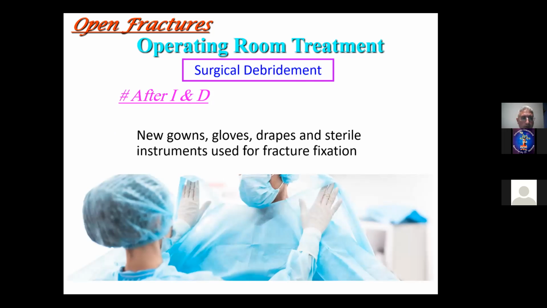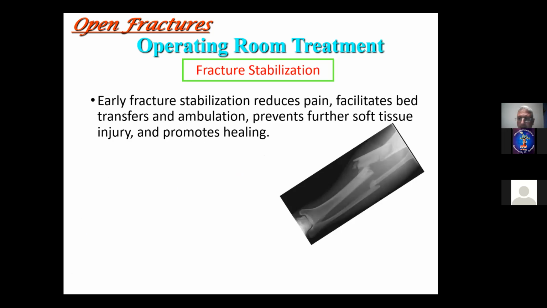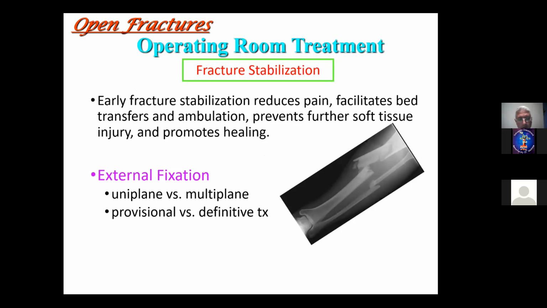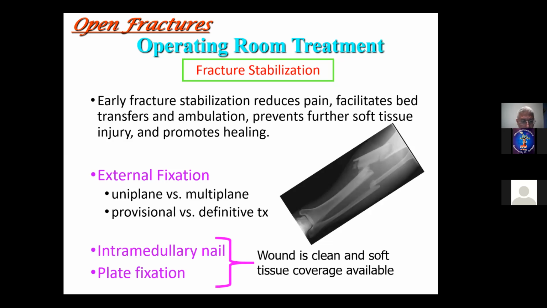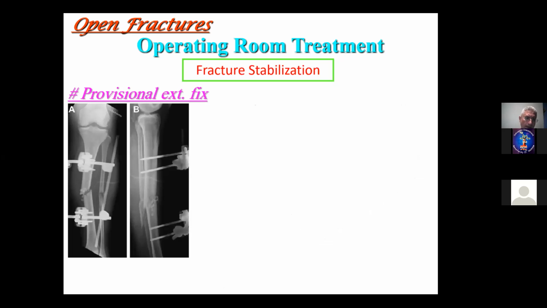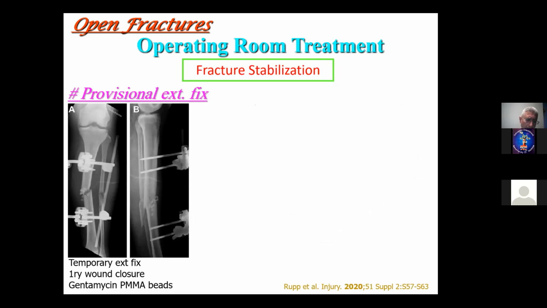The fracture fixation. Early fracture stabilization reduces pain, facilitates bed transfers and ambulation, prevents further soft tissue injury, and promotes healing. This can be done using the external fixation, either uniplanar, multiplanar, or circular frames. It can be done on provisional basis or definitive treatment. Intramedullary nail and plate fixation could be used, but with clean wounds and adequate soft tissue coverage. This is an example of provisional external fixation after debridement. We see here the gentamicin. This is a case presented by Rabital in Injury 2020.